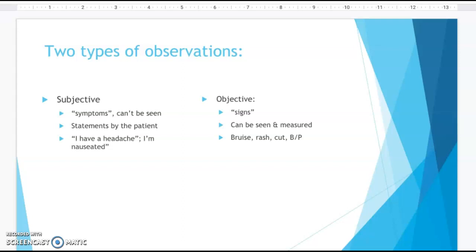Now, an objective observation is a sign that the patient has, like something that I can see, something that I can measure, like a blood pressure, a temperature, a rash that they may have, a cut that they have on their skin, a bruise that they have. All of those things can be seen. They can be measured. I can actually measure the cut, the rash, the bruise. I can see it. So those are considered objective. They are signs that I can measure. Subjective are symptoms. I can't see them. They're things that the patient says.